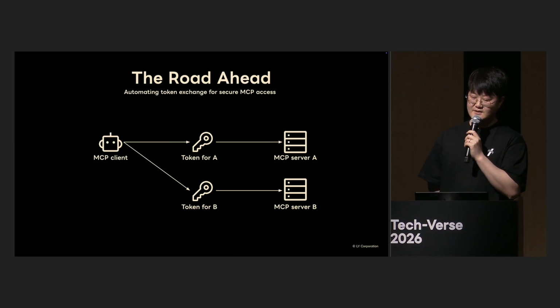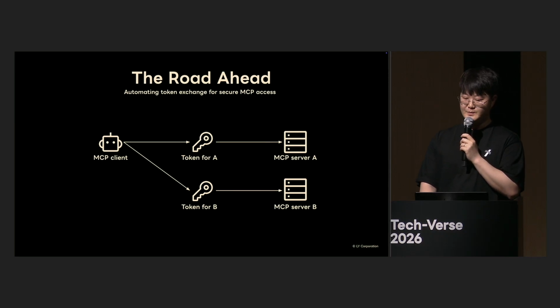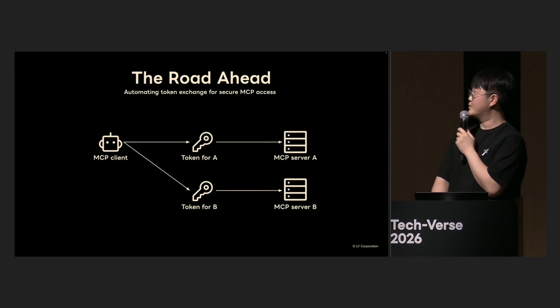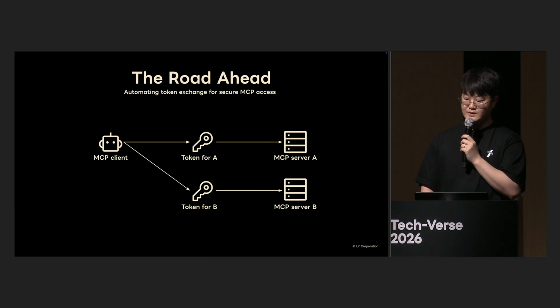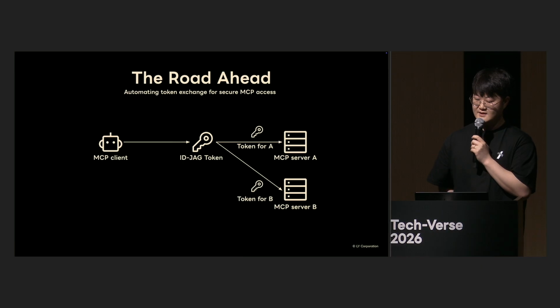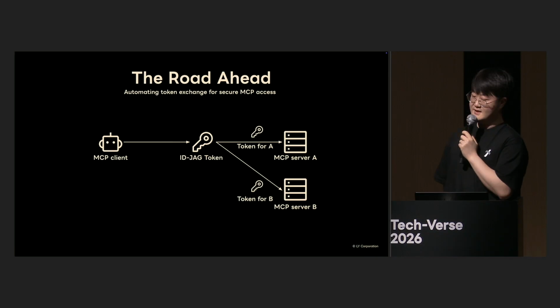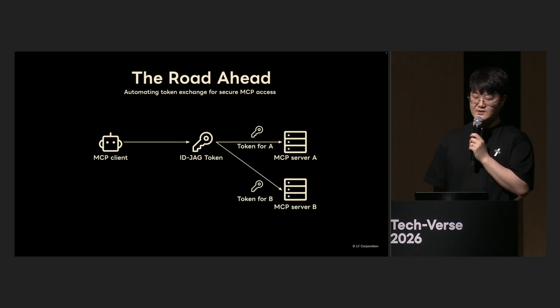Next is IDJAG. The direction of IDJAG is: this involves automating token exchange and delegated authorization within the platform. To use an existing MCP server, you must agree on the consent screen to grant the necessary permissions for each MCP server. We had to issue and use separate tokens for each MCP server. However, after IDJAG was introduced, you would be issued an IDJAG token. With this single token, you can exchange it for the necessary tokens at each MCP server and use it.